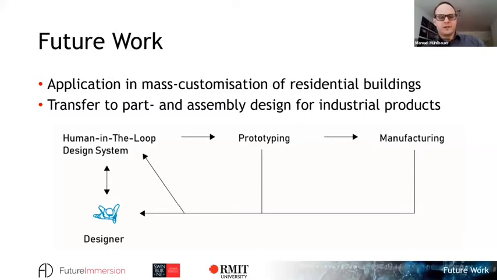On the bottom of the slide, you can see the process that we envision for that. We have the human-in-the-loop design system and the designer, working on the concept of a shape or the expression of a shape interactively. Then the next step again is going to prototyping. So this is what would be, for example, the museum in the case study. This would be an architectural prototype, and this could then feed back again into the representation.